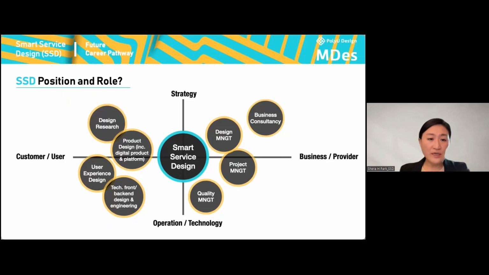And going forward, SSD graduates would play a role in a wider range of the service sector, from both private and public. So SSD is positioning itself in the center, and students will be able to understand both the customer and business side, and also understand strategic levels and operational levels together. Therefore, after graduation, students can take a leadership role in multidisciplinary teams, not working alone, but collaborating with other disciplines together.